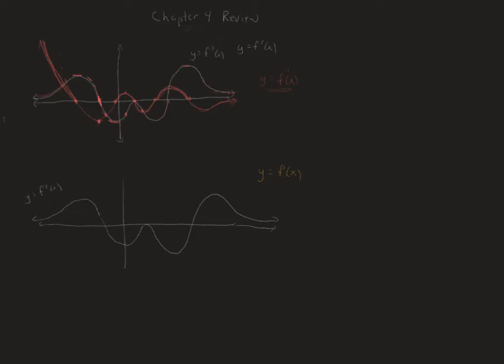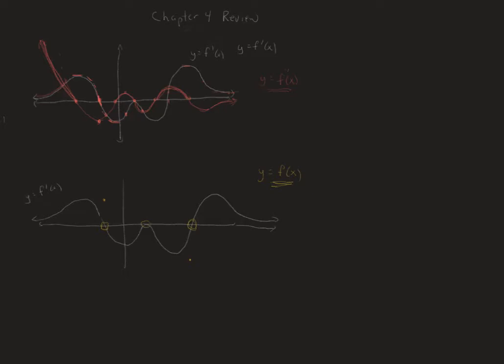Okay, let's see what we can do now. I'm going to switch colors here. So now we're seeing the derivative, and we're trying to get the graph of the original function f. Where our derivative changes from positive to negative is going to be a relative maximum. Where it changes from negative to positive is going to be a relative minimum. We have no idea what the y values are.